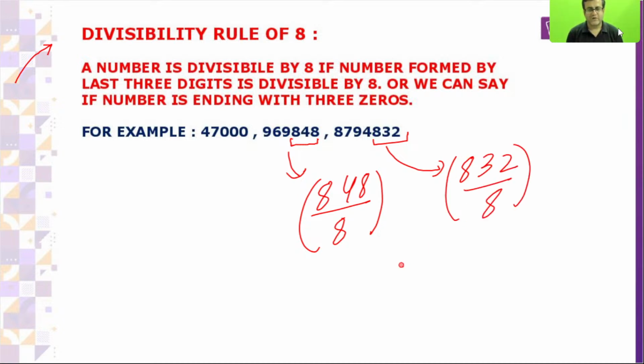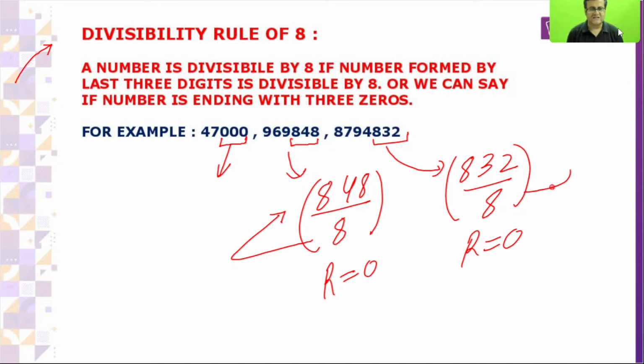So the remainder is 0. In this case, the last three digits are three zeros, so this number is exactly divisible by 8. Either the last three digits make a number like 848, exactly divisible by 8, giving remainder 0, or else, if the last three digits are three zeros, then also the number is exactly divisible by 8.